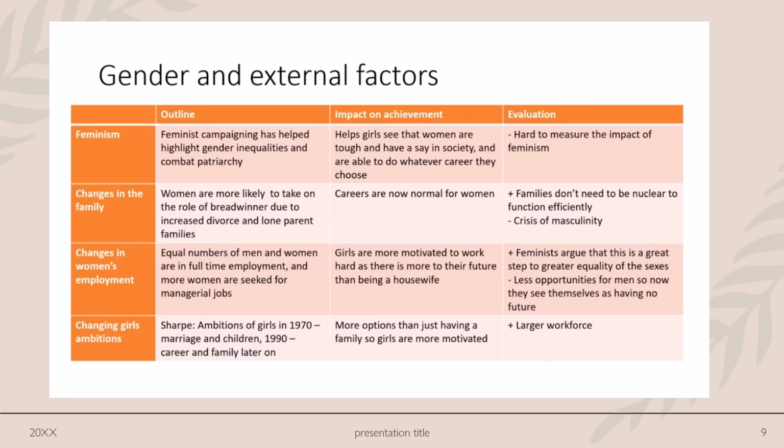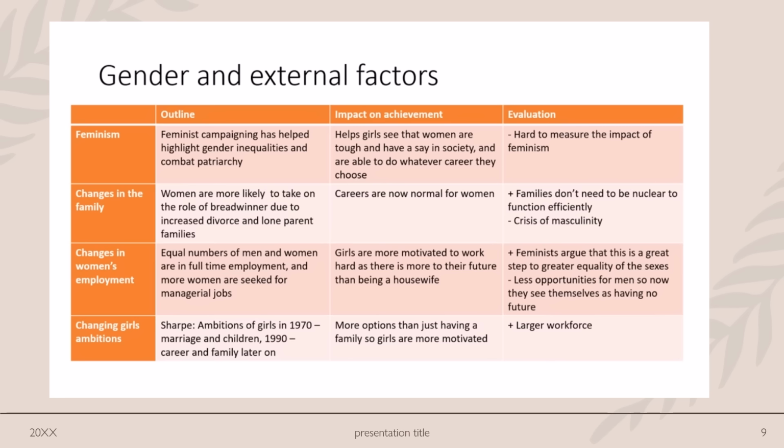All right, so now it's gender and external factors. So the first one, as you can see from the table, feminism. Feminist campaigns have helped fight against patriarchy. The impact on that, I guess, is girls will be able to see that women now have more of a say in society than they had before, and they can choose whatever career they want. Evaluation for that is that it's kind of hard to measure the impact that feminism has created.